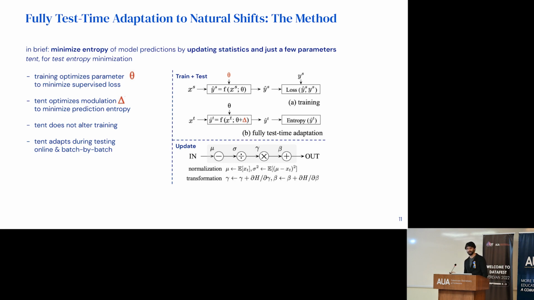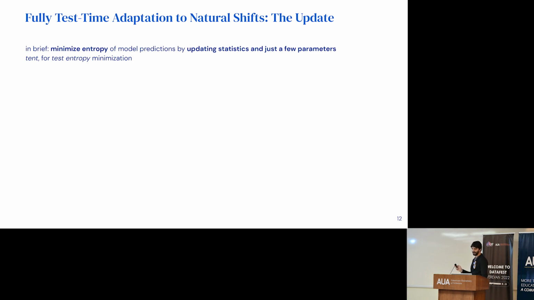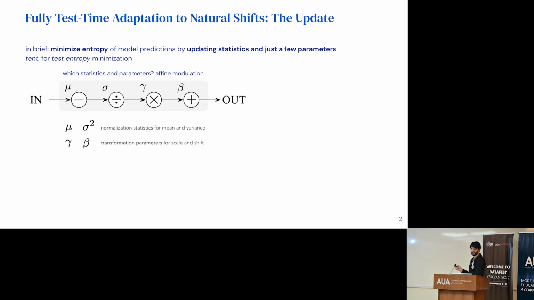So let's look at this update in more detail. So, right, I say updating statistics and just a few parameters. What do I mean by that exactly? So the statistics are in a normalization layer, right? If you're familiar with, say, batch normalization or group normalization, the first steps are that we have some mean, mu, and some variance, sigma squared, and we subtract out that mean and divide by the variance, right? That's what we mean by normalization, just trying to get the features in a standardized range.